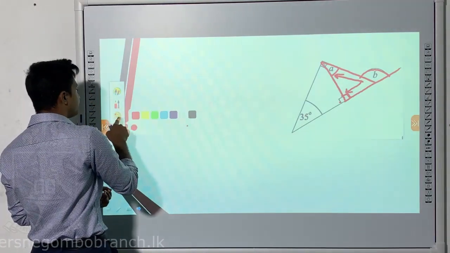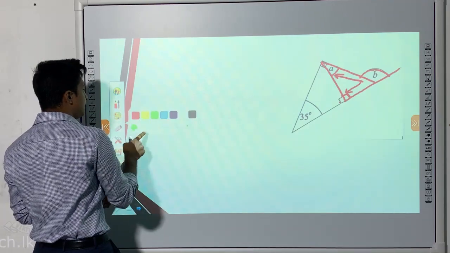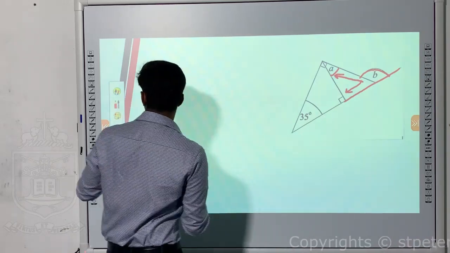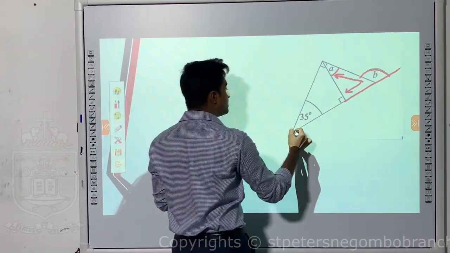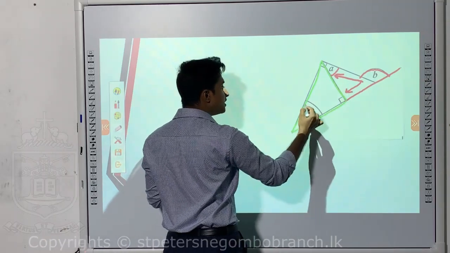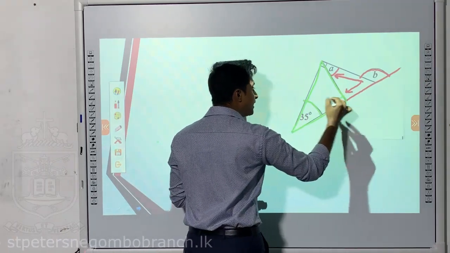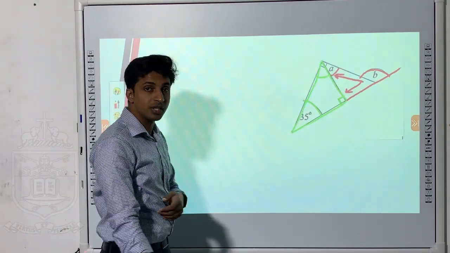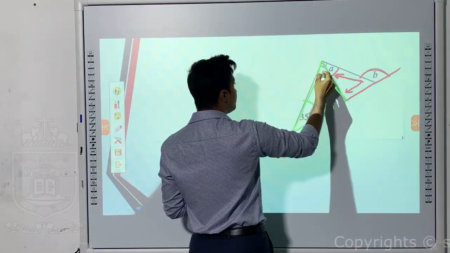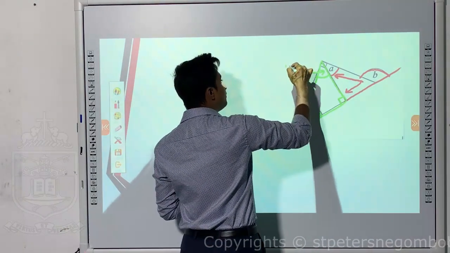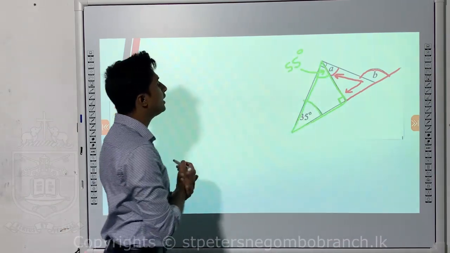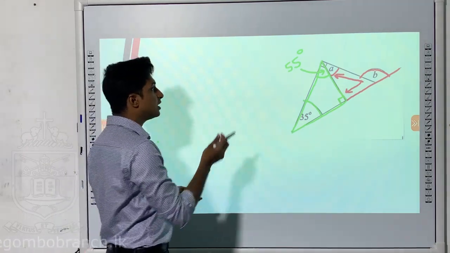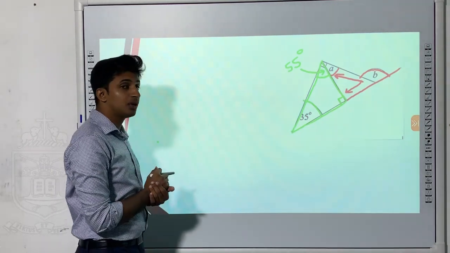Let's see how to find the value of A. If I take this triangle, this is 35, this is 90, then this value should be 45. No, not 45, 55. This value should be 55 degrees. Why does it have to be 55? 55 plus 35 is 90, so 90 plus 90 will be equal to 180.